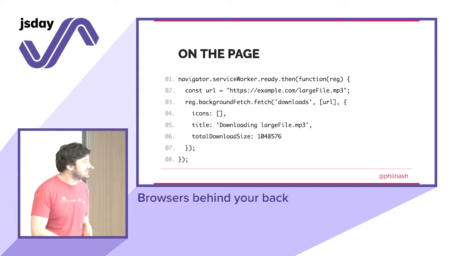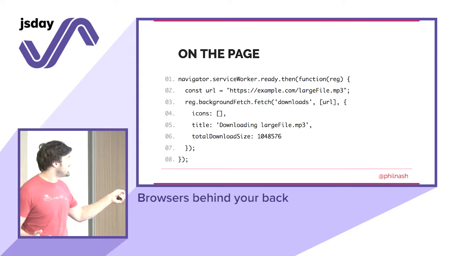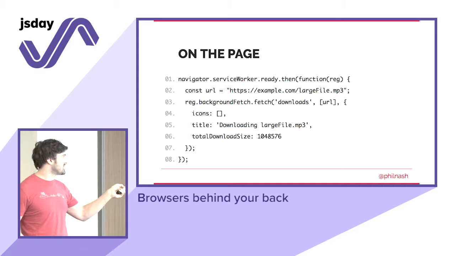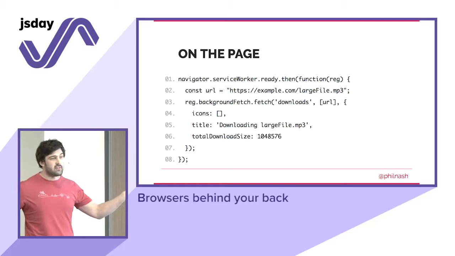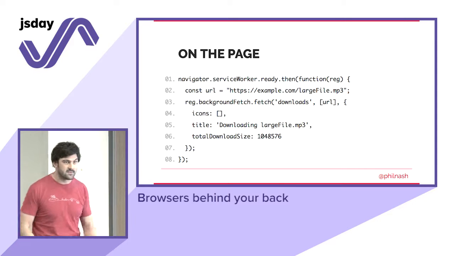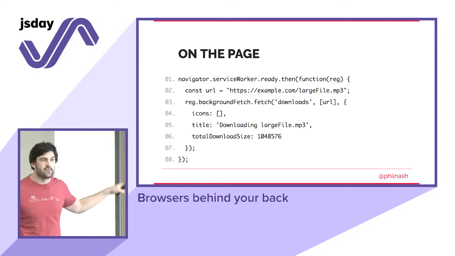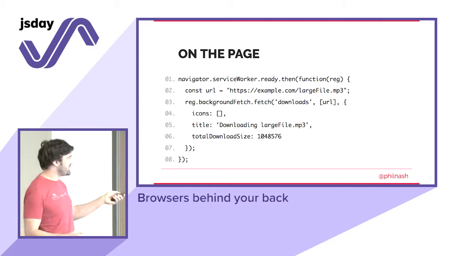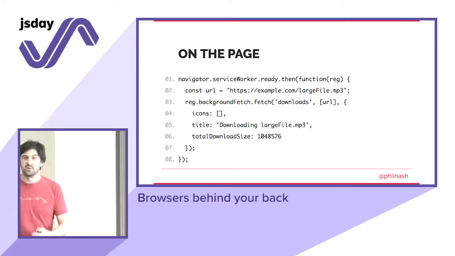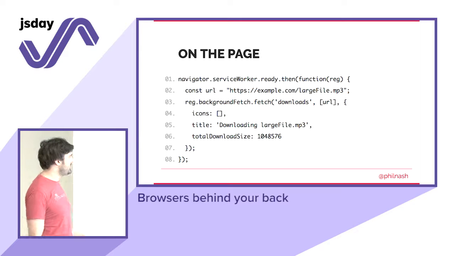It works in a very similar way. In this case, if we have a URL, a large file.mp3, we just call fetch on the background fetch object of the service worker registration. Downloads has a tag, and a list of URLs, in this case one. Then you can set some other things like icons and a title, which is for the browser Chrome itself, the download Chrome that you see in browsers, to use and show the user what's going on. You can set a download size, which is a hint to the browser just to start with their progress bar.